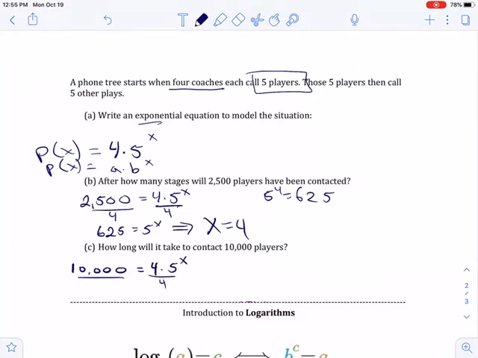I can divide both sides by 4. 2,500 equals 5 to the x. And if I try to figure out what this is, either mentally or on my graphic organizer, it's a little bit tricky. I have 5 to the 4th is 625 from above, and then if I do 5 to the 5th power, I get 3,125. So already I'm a little bit over, and I should be able to see that somewhere in between 4 and 5 is going to be my x value. But in order to get more accurate than that, I have to introduce logarithms.